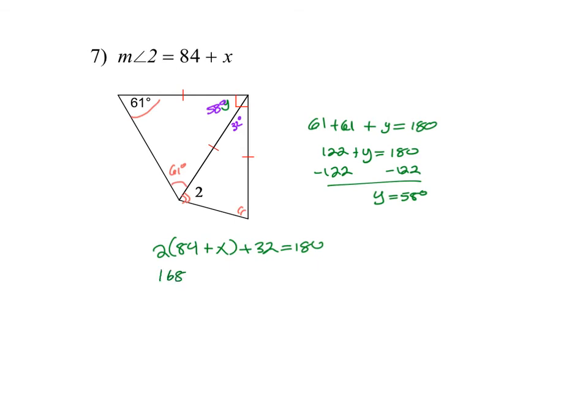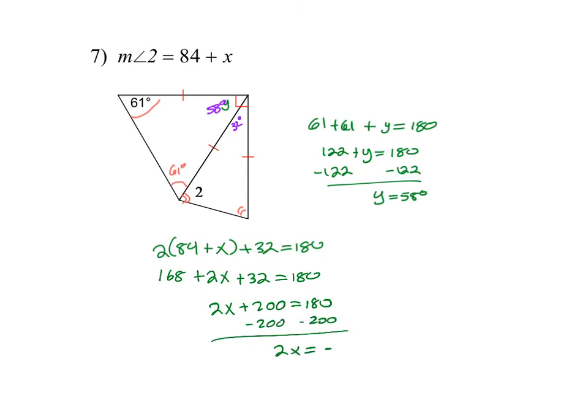So this is 168 plus 2x plus 32 equals 180. So 2x plus 200 equals 180, minus 200. So 2x equals negative 20. So x equals negative 10.